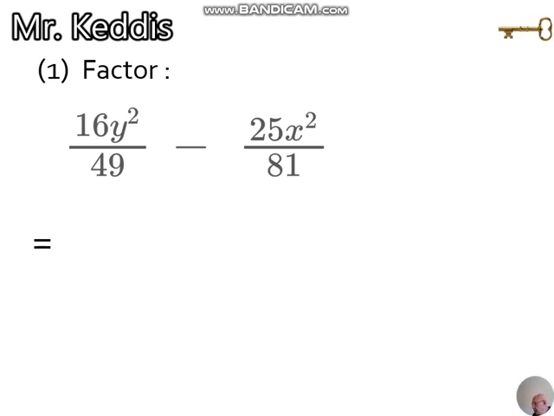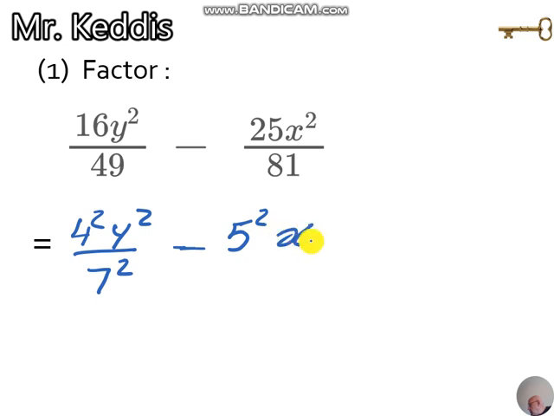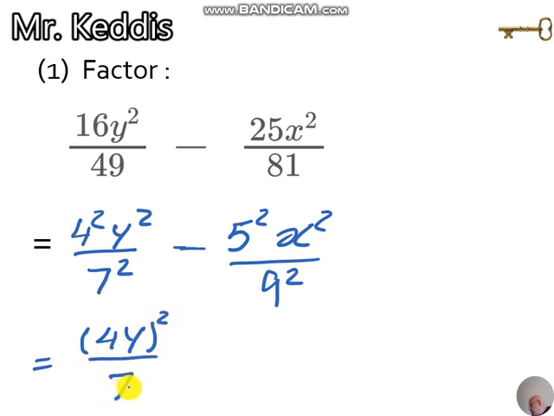To factor this, 16 is 4 squared, y squared over 7 squared, minus 25 means 5 squared, x squared over 9 squared, equal under equal. This means 4y quantity squared over 7 squared, minus, and this one is 5x quantity squared over 9 squared. I'm going to continue in the next slide.